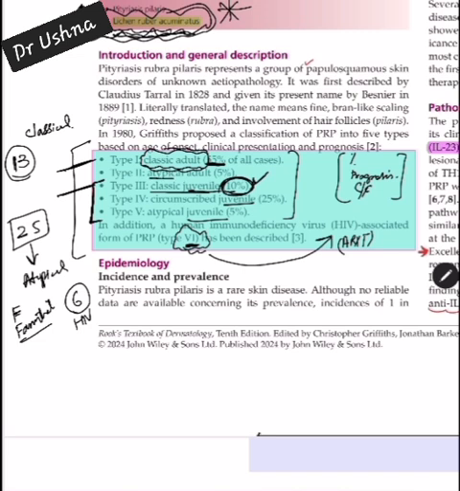Type 2 and 5, which are atypical, present in 5%. So it is easy to remember that the atypical is basically 5%. Then the only thing left is the type 4 disease. Type 4 is your 25%. So these are the percentages of PRP. This is very important to remember.